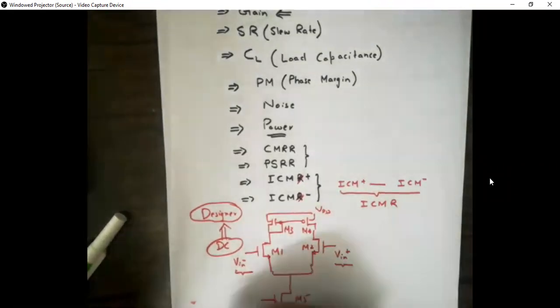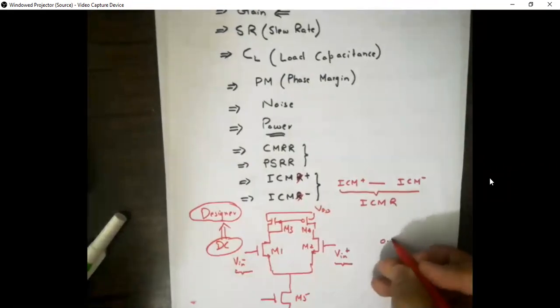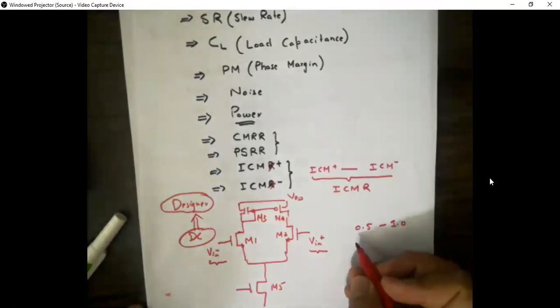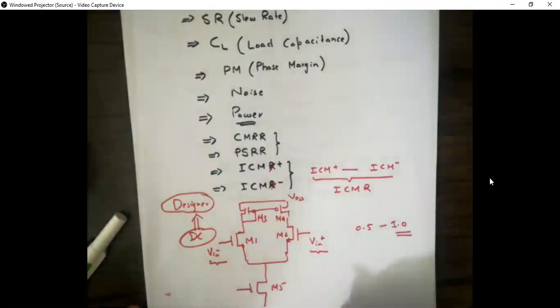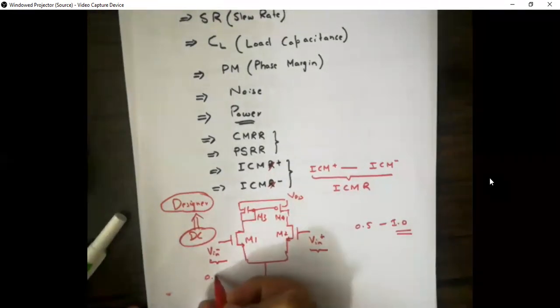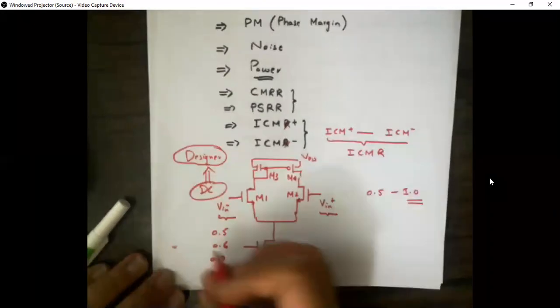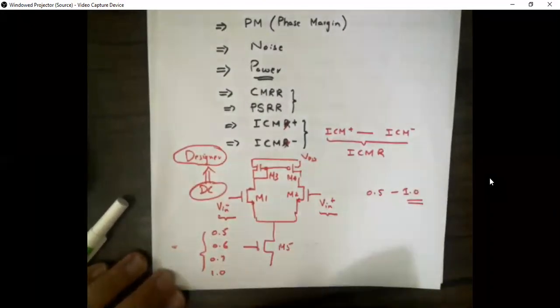For example, if I say my range is 0.5 to 1 volt, my negative ICMR, the small value, is 0.5 and the maximum value is 1 volt. So my operational amplifier should remain in saturation. If I give 0.5, 0.6, 0.7 or up to 1 volt at the input, this operational amplifier should operate, meaning all of the transistors should operate in saturation.